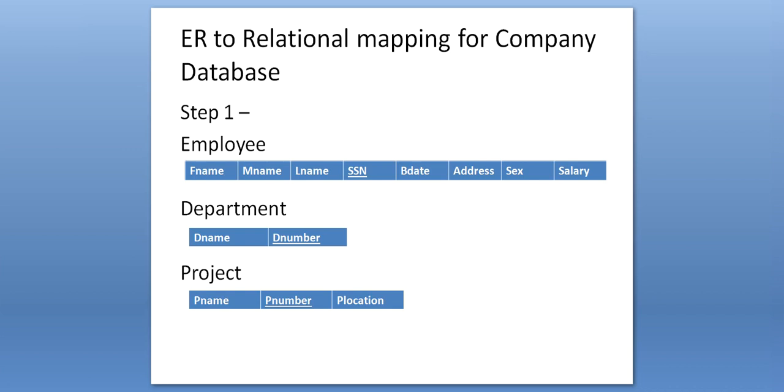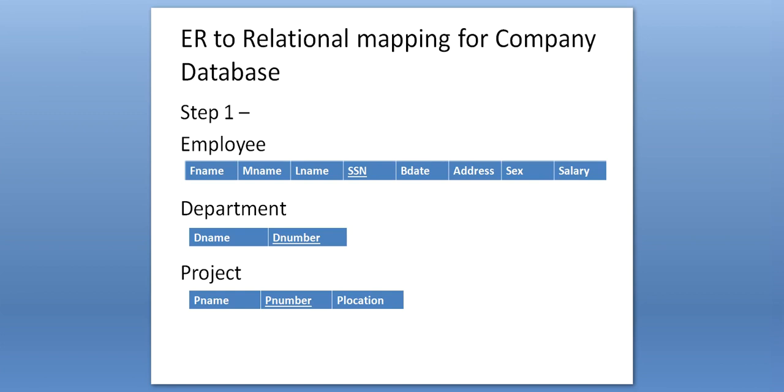Okay, so for that we will follow the step. For the employee entity type we will create the employee relation. For the department entity type we will create the department relation, and for the project entity type we will create a project relation. We'll give the same names. If you want, you can change the names of the relations, and you can change the names of the attributes also. But here I'm using the same names, the entity type names, as the relation names as well.